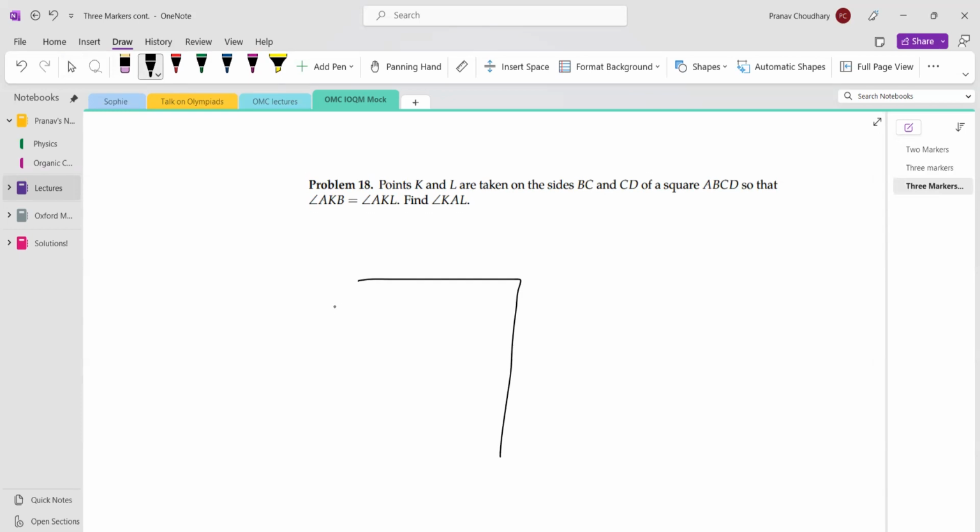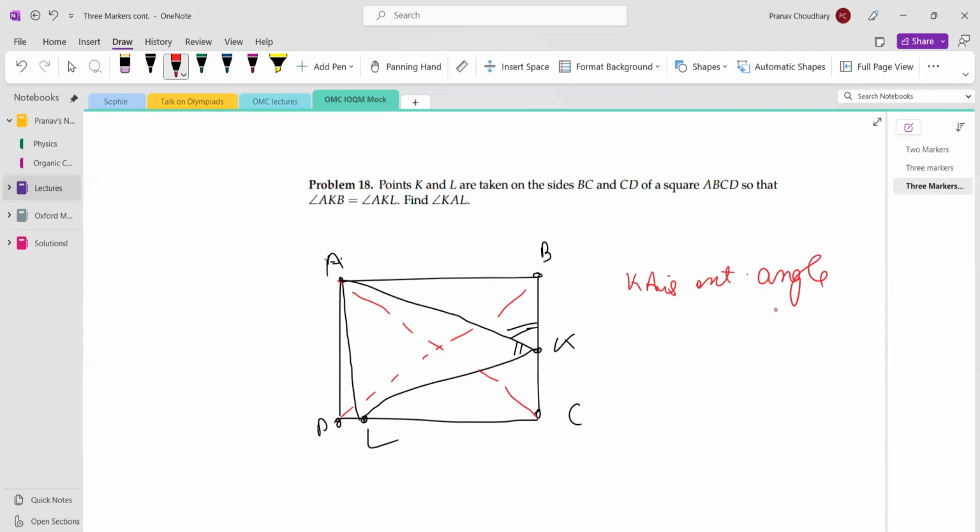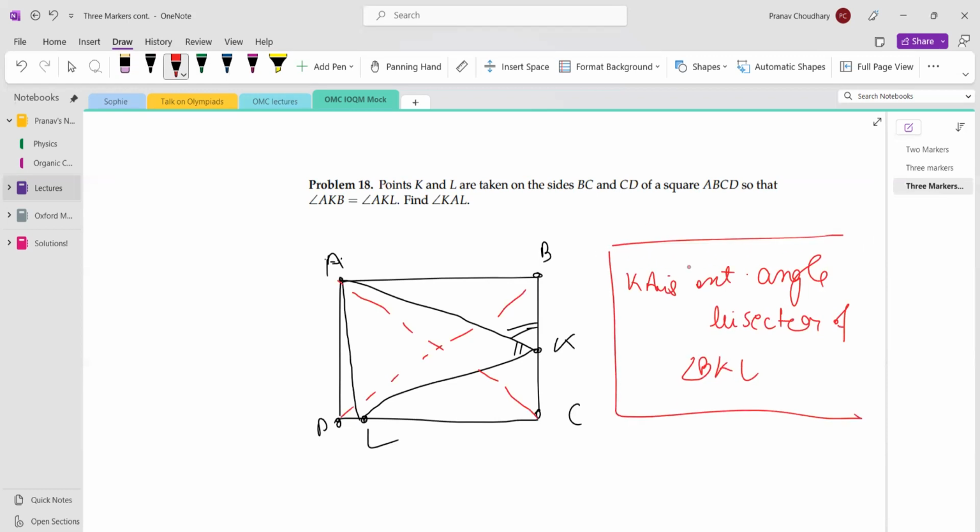So you have ABCD is a square. Points K and L are taken on BC and CD so that angle AKB equals angle AKL. We have to find angle KAL. Okay, so basically, if we see, KA is the external angle bisector of angle BKL. Now, once you put it this way, it's more intuitive to look for other angle bisections.